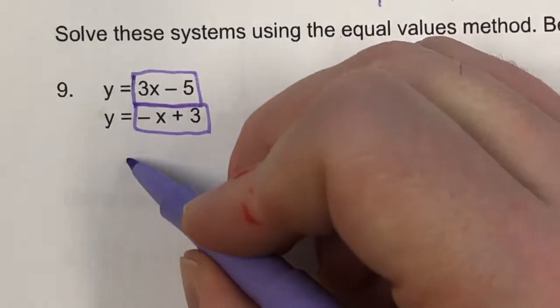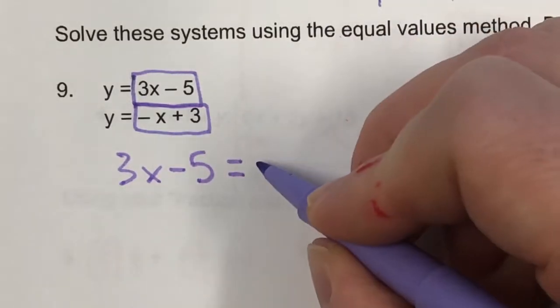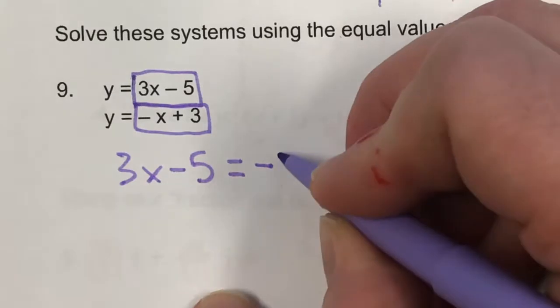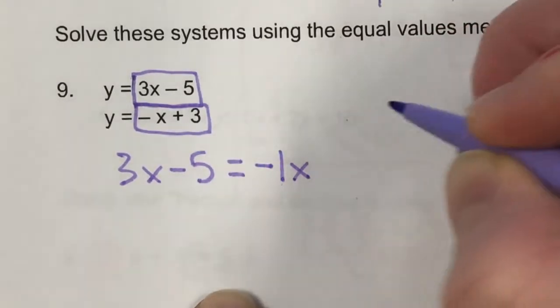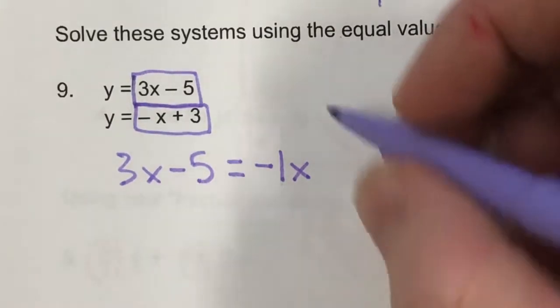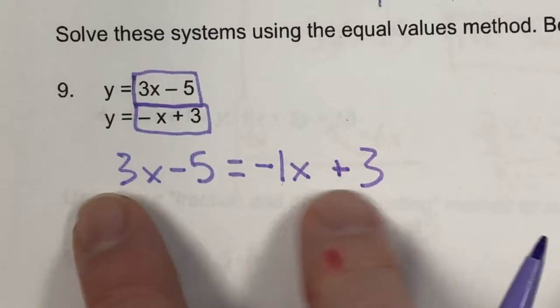So we take 3x minus 5. We make that equal to -x. Now, remember that a -x is the same as a -1, and I'm going to go ahead and put that in so we don't forget to do something with that -1 later on. All right, so the first thing I have to do is get all my x's to one side.